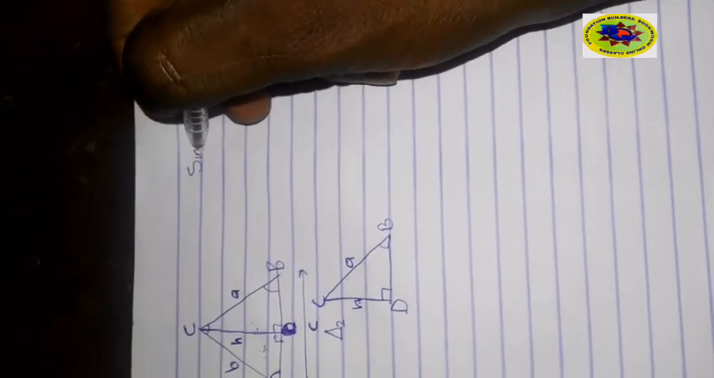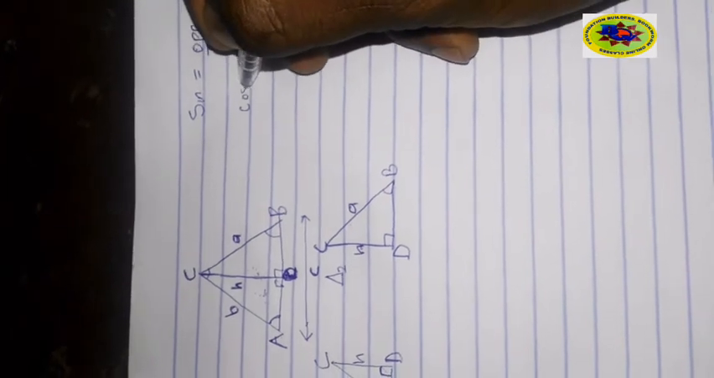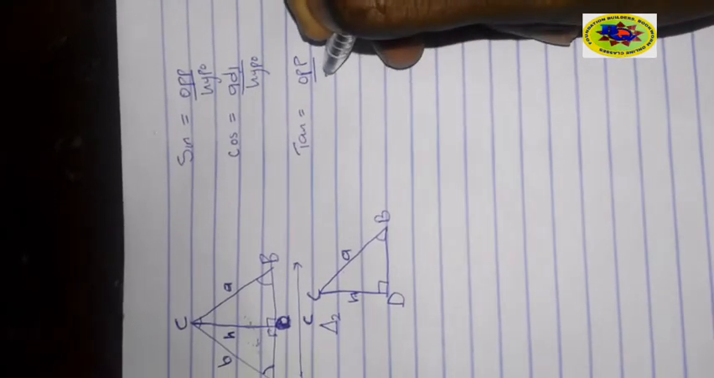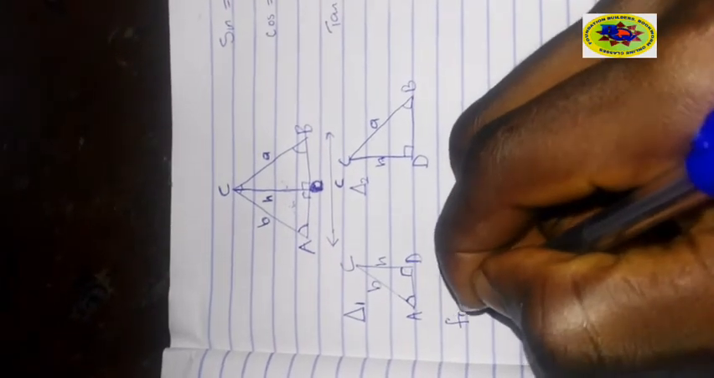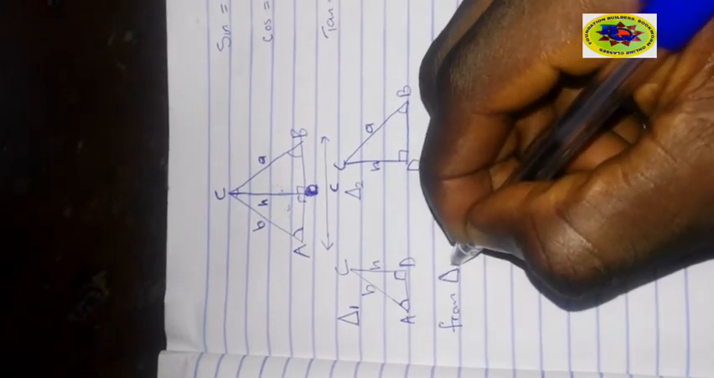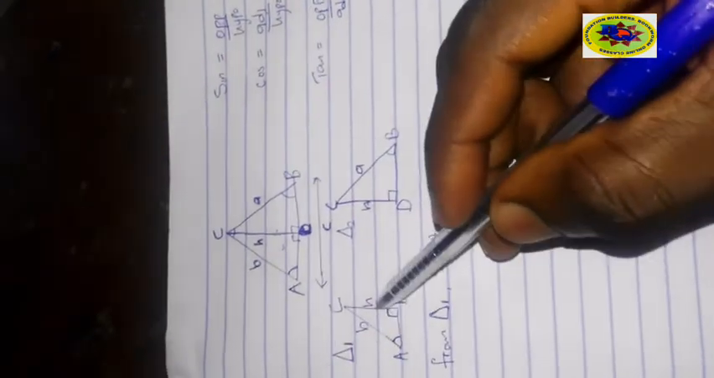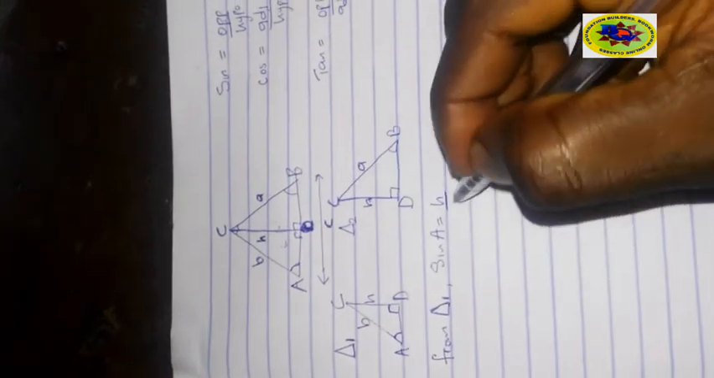So now in trig ratios, we are taught that sine is equal to the opposite all over the hypotenuse, and cosine is equal to the adjacent all over the hypotenuse, and tan is equal to the opposite all over the adjacent. But since we are trying to derive the sine rule, we will make use of sine. In deriving the sine rule, let's go to the first triangle. From the first triangle, sine A is equal to, remember, opposite all over hypotenuse. The opposite is the side opposite the angle, which is h, so it's h all over the hypotenuse, the longest side, which is b.